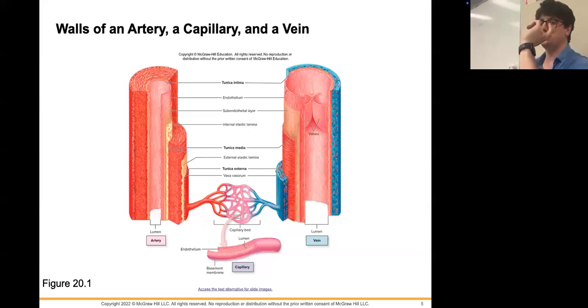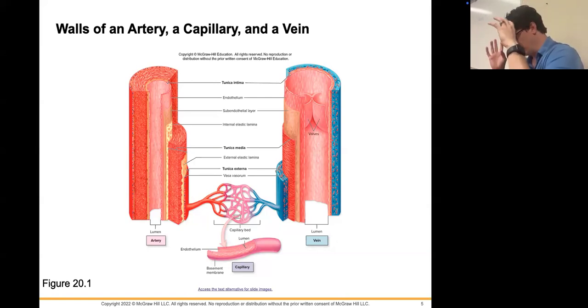Now, all blood vessels are going to be composed of three layers, or what we call tunics. We have the tunica intima, which is the innermost layer, the tunica media, which is the middle layer, and the tunica externa, which is the outside. There are going to be differences between arteries and veins in all of these.